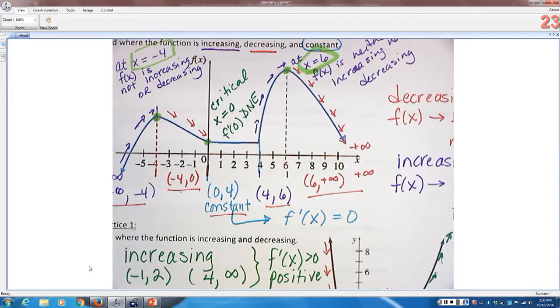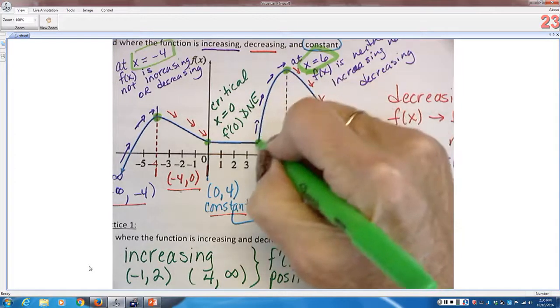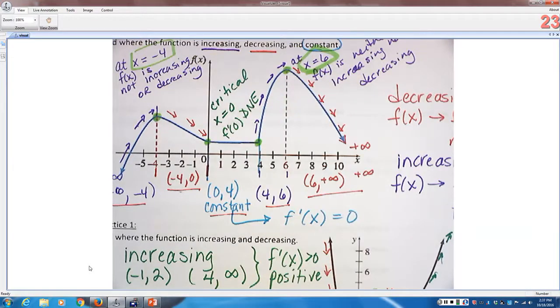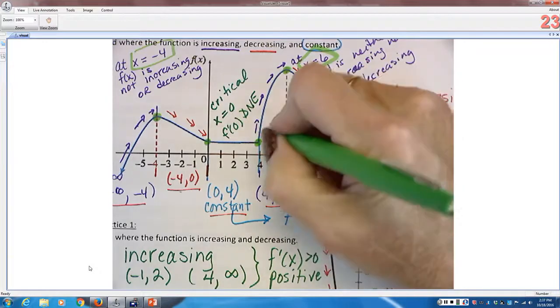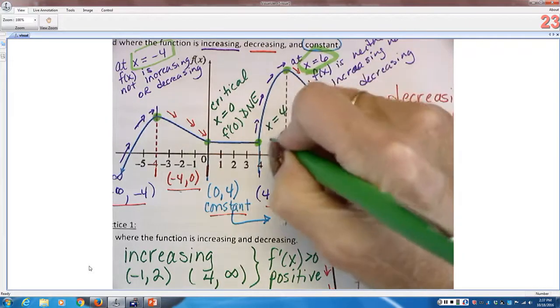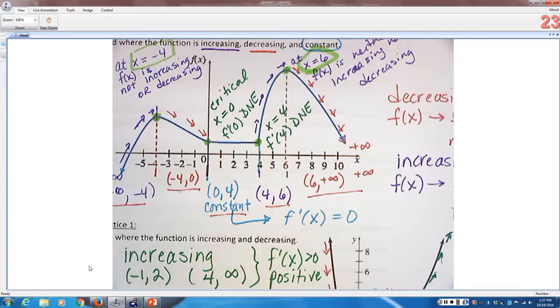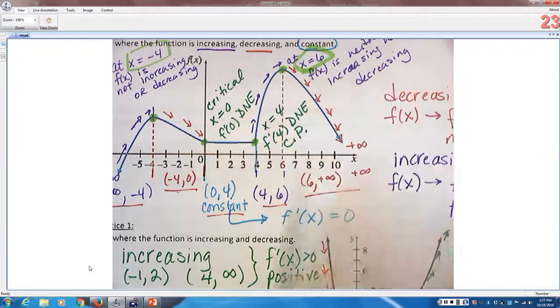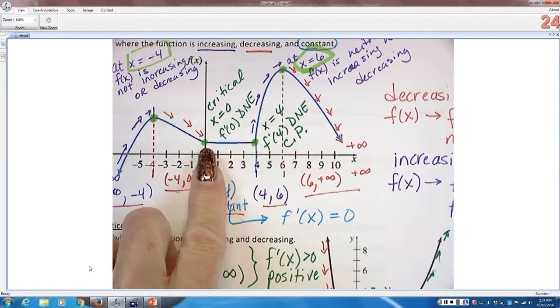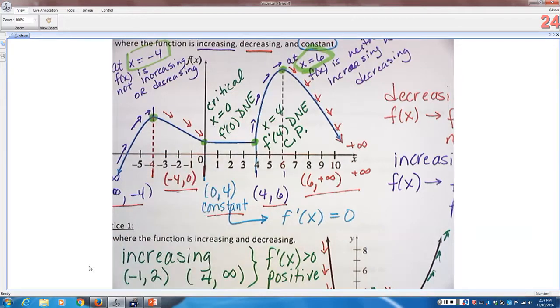Is there another point where that happens? At 4. And there again, you have no single unique tangent, because that's almost a sharp corner. So at this point, at x equals 4, f prime of 4 does not exist. So it's a critical point. Okay? So your critical points are where either the derivative is equal to 0 or where it doesn't exist. And we're not going to talk about an interval as being a critical point, because it's a collection of points. So critical points are single points, single x values.